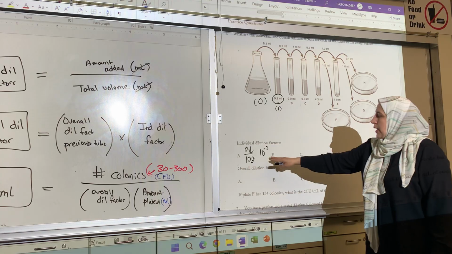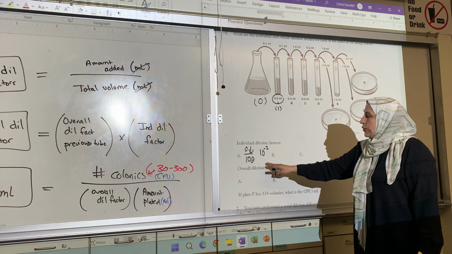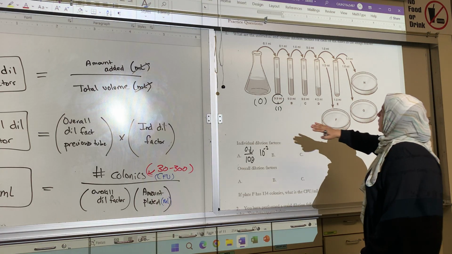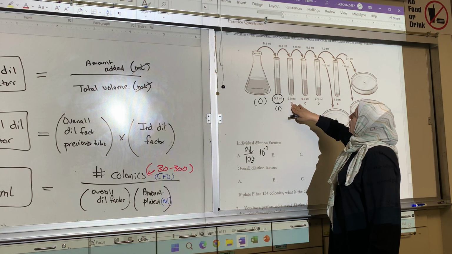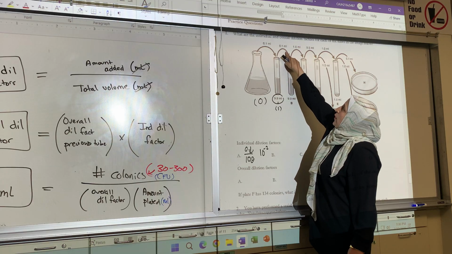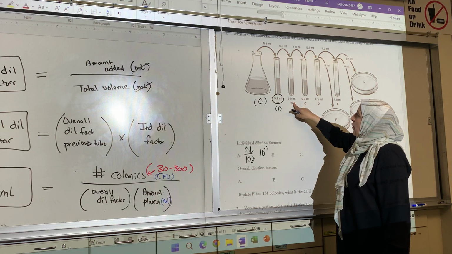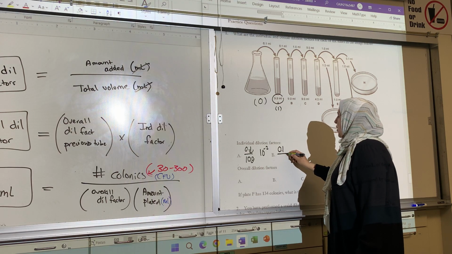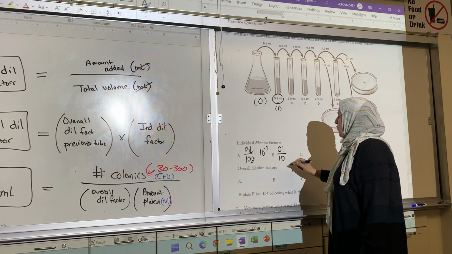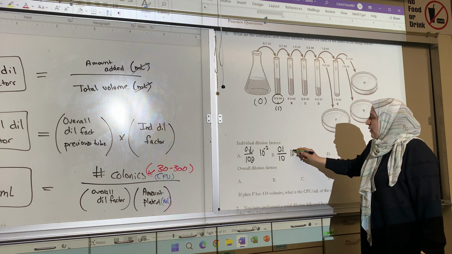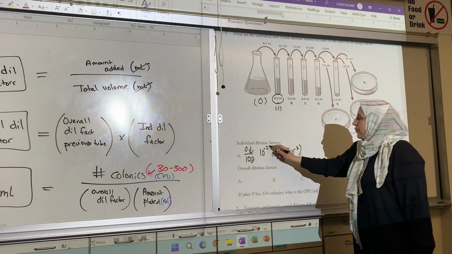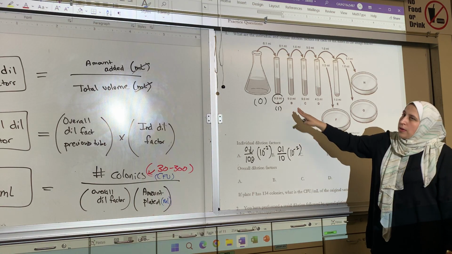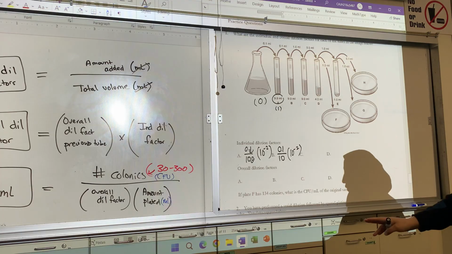So a 10 to the negative 2 dilution for the individual dilution factor for A, okay? Now, let's look at 2B. Individual dilution factor for 2B is the same, 0.1 mLs, and then the total volume after we add the 0.1 mLs is 10. So 0.1 mLs over 10 mLs, that's going to be another 10 to the negative 2. Okay? So both A and B are both 1/100th dilutions.